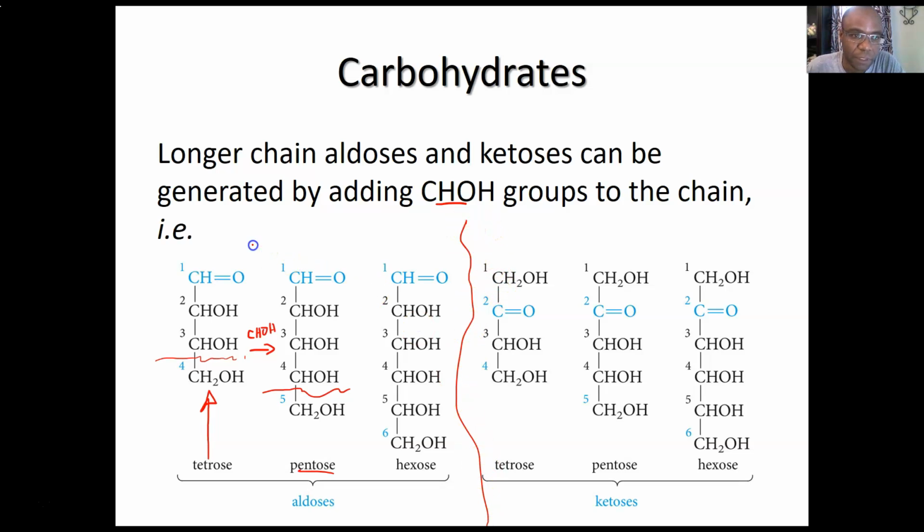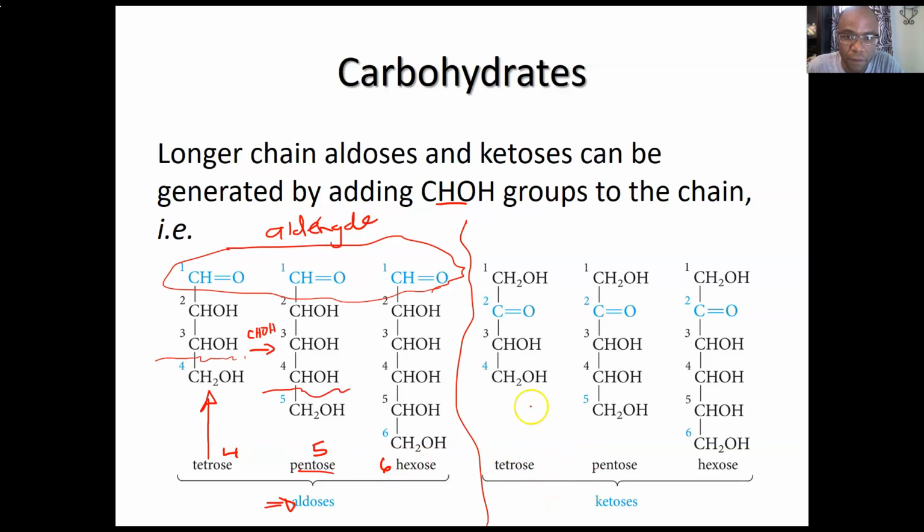All right, so again, all these have aldehydes. You see the aldehyde functional group. So all of them are aldoses, which might have 4 carbons, 5 carbons, or 6 carbons. All these have the ketone functional group, so they are ketoses.